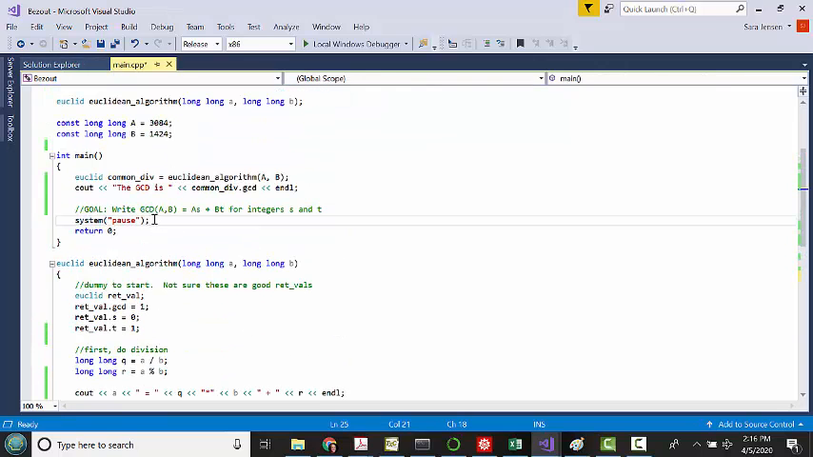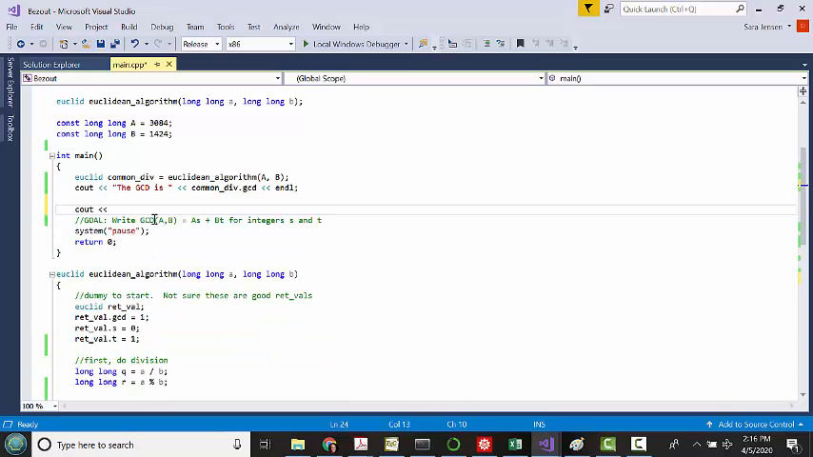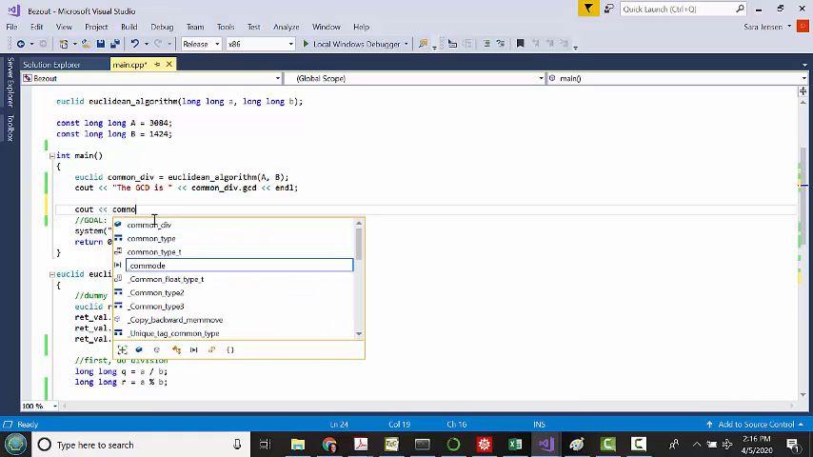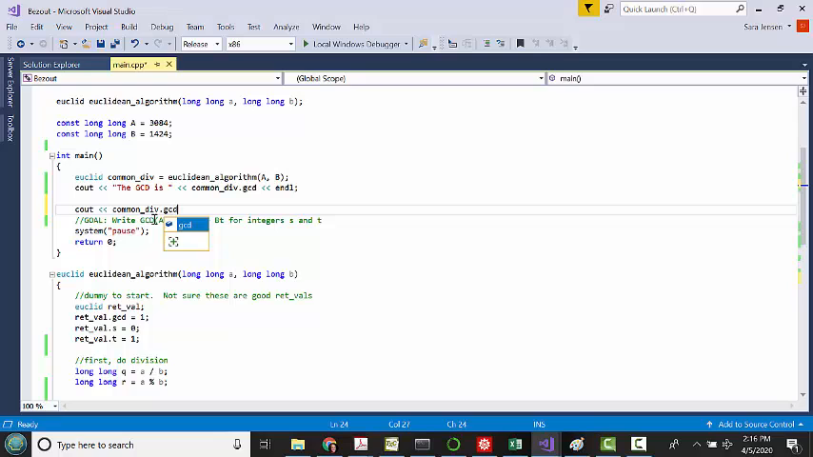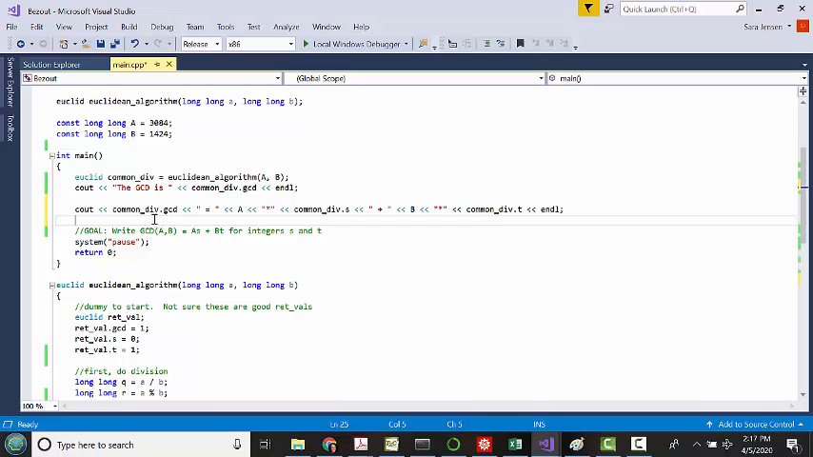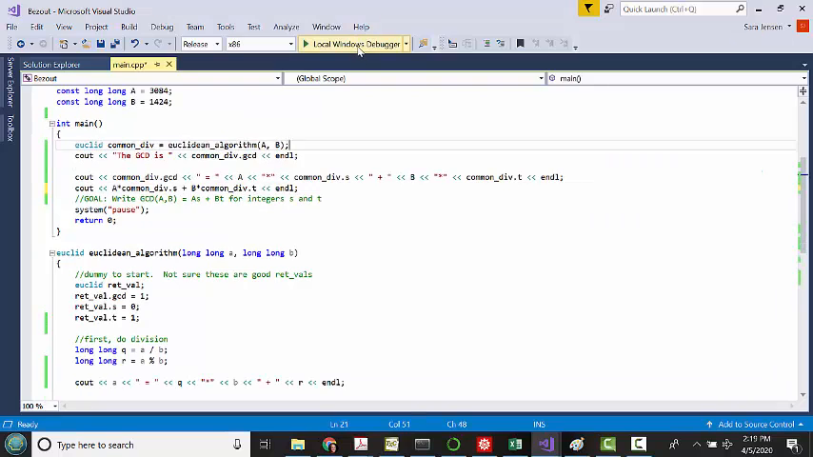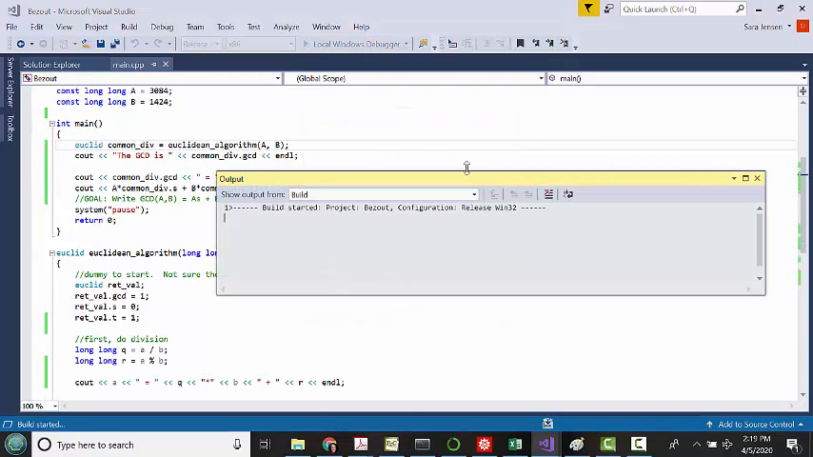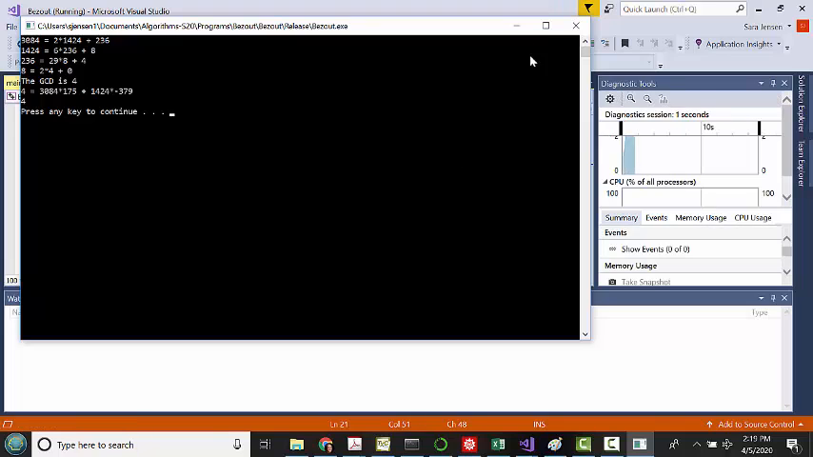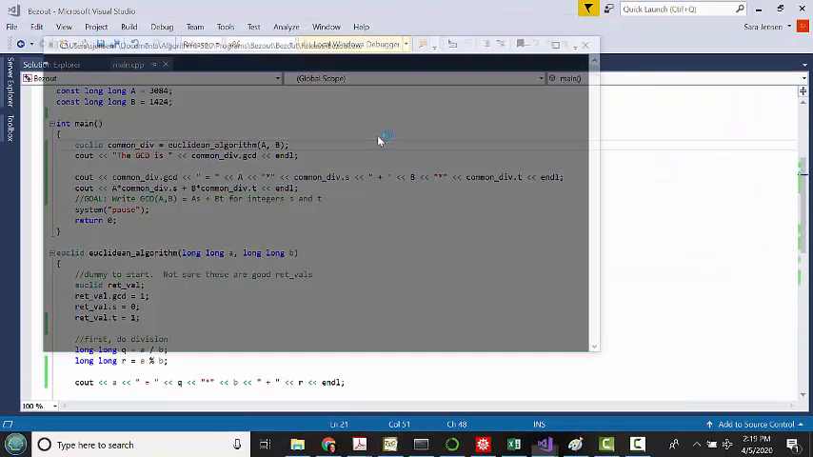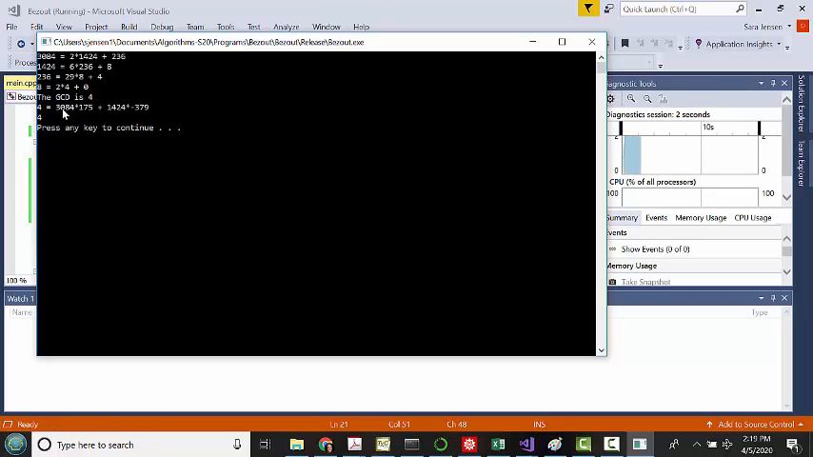And now, if I come back up to main, I can write my common divisor GCD is equal to, and we can double check that this is actually the right value. And if we go ahead and run that, we see that we have this decomposition, and when C++ does the computation, it actually gets the right answer, so we're done.